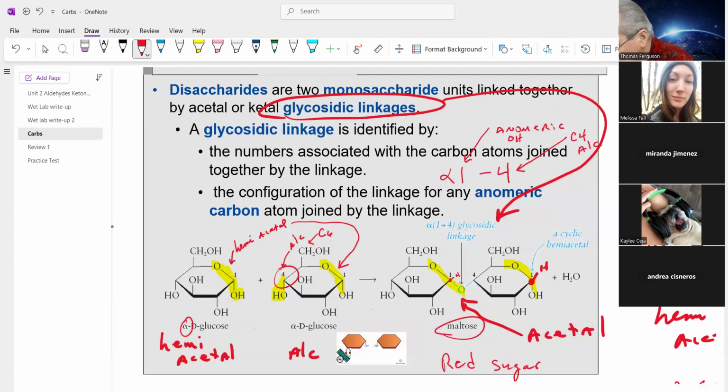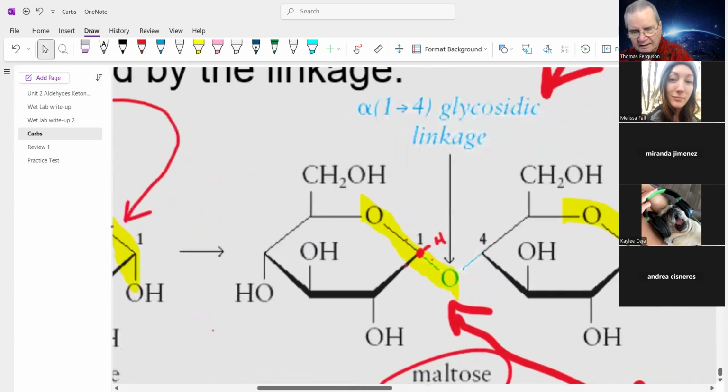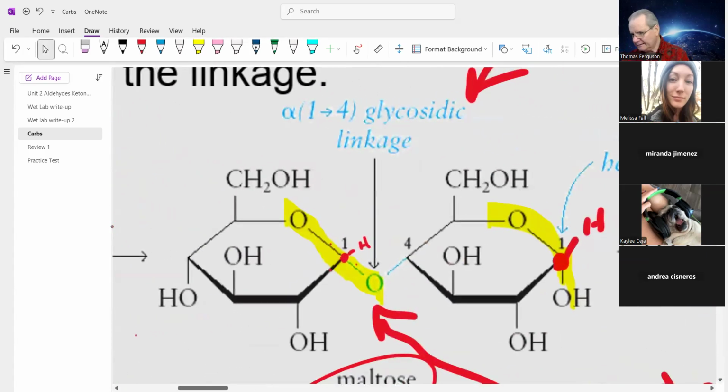We take glucose, the hemiacetal is on the right side. We're going to be using carbon number 4's hydroxyl group from the glucose as the alcohol. And those are going to form a linkage. Now the glucose can be up for alpha, down for beta, and that has to be reflected in the description of the linkage. It also describes what carbons are involved.